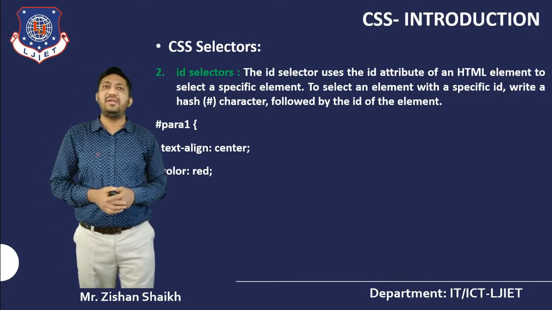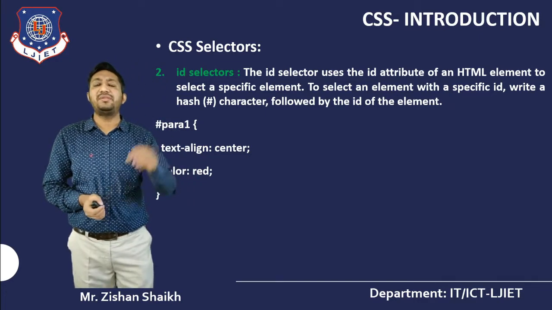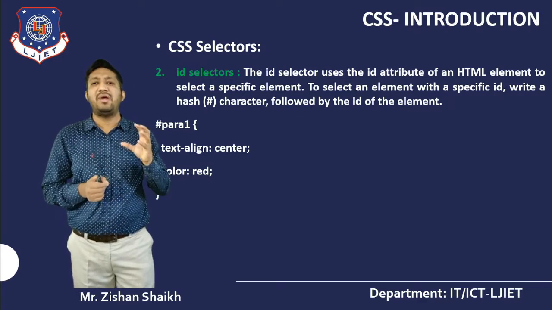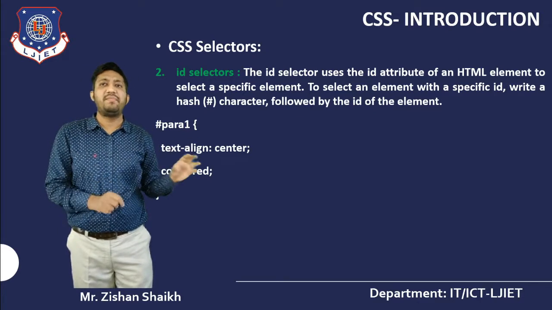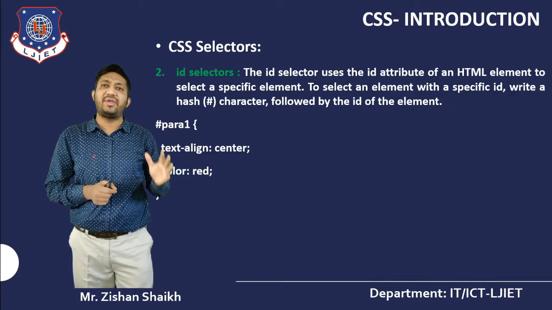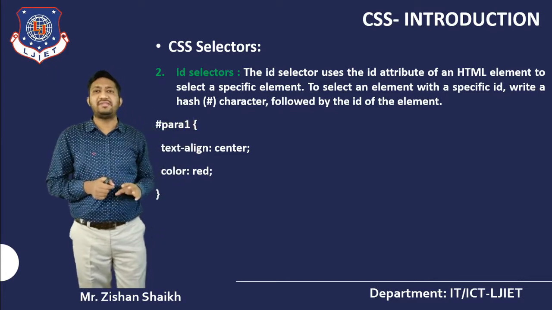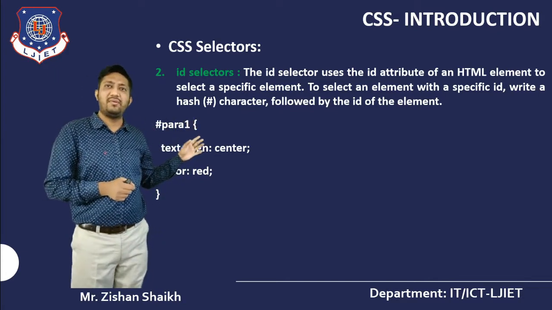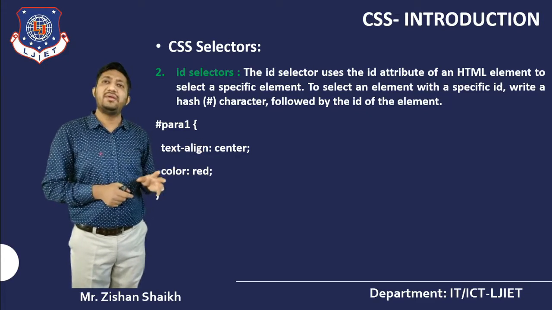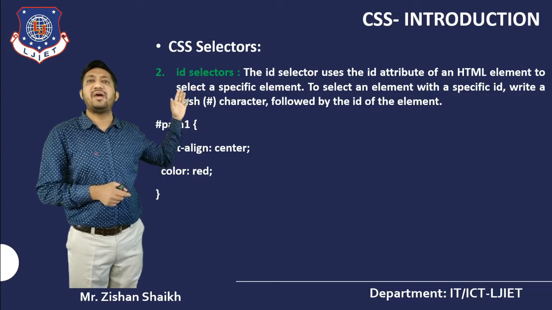The id selector uses the id attribute. The id attribute provides a specific identity to an element on your particular page. So when you want to provide a unique identification for your particular tag, then you can use the id selector. So this is my para1, and para1 is my text. If I want to provide a unique selector for that, then we can use id.